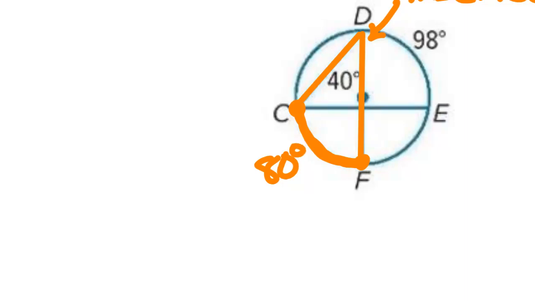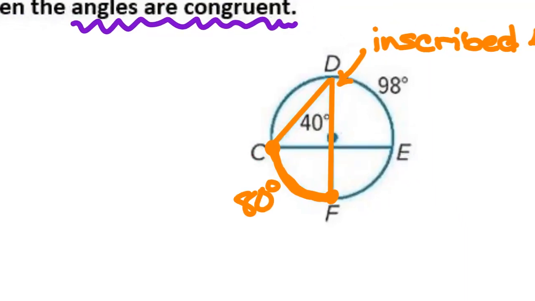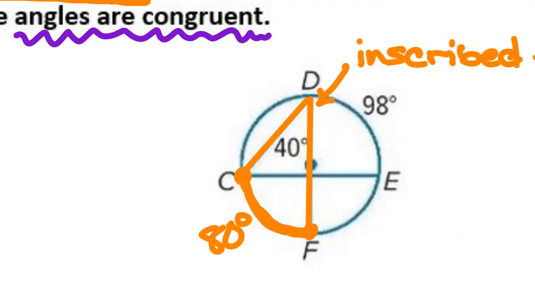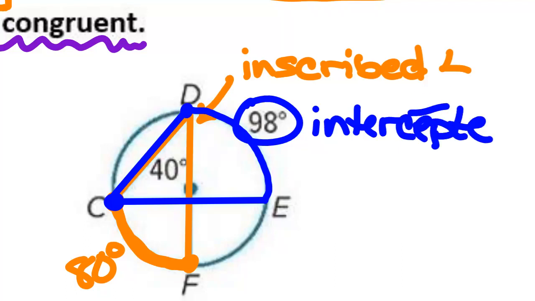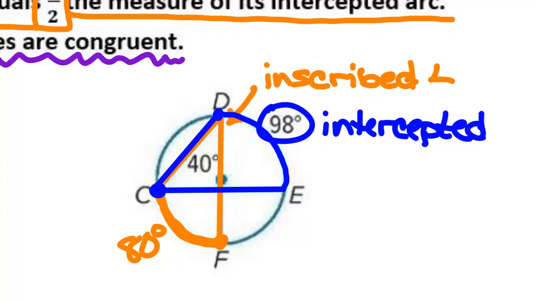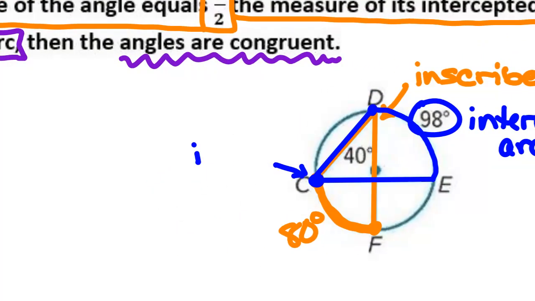The other thing they want me to find is the measurement of angle C. Well, here's the vertex for C. Angle C has to have one segment going this way, and then here's my other segment. And so here is the arc that it's intercepting. This is my intercepted arc. And so this would be my inscribed angle that was intercepting that arc.